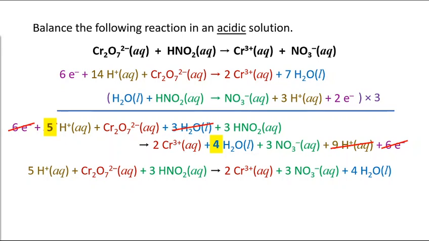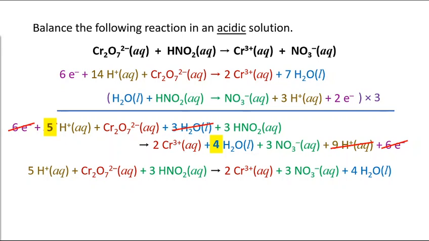And so we have 8 hydrogens on the left side, 8 on the right side. We have 2 Crs on the left side. We have 2 Cr3+ on the right side. We have 7 oxygens plus our 6 oxygens, and so we have 13 oxygens on the left. On the right side, we have 3 times 3, so 9 oxygens plus 4 oxygens, so 13 oxygens. And then you have 3 nitrogens and 3 nitrogens.